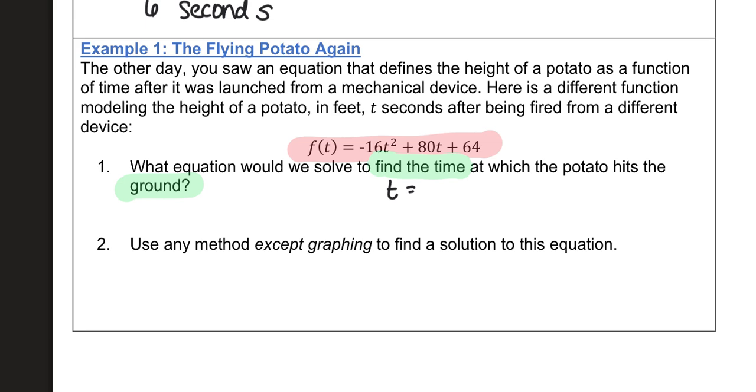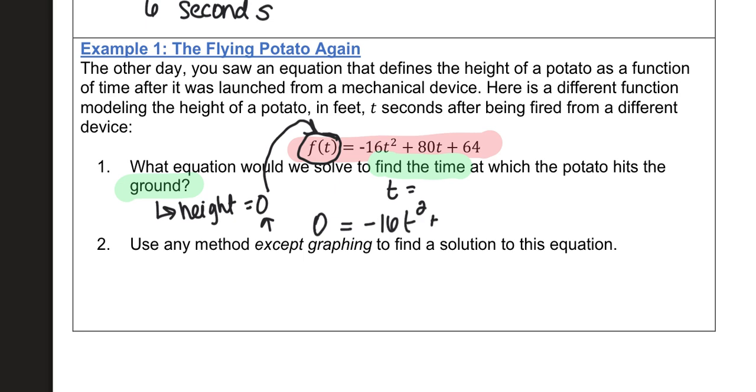What is the height when something is on the ground? The height is 0. So that means this is my output, and we need to plug that in for the output of our equation. All we're asking here is to find the time, the equation for when the potato hits the ground. So we would just say 0 equals negative 16t squared plus 80t plus 64.